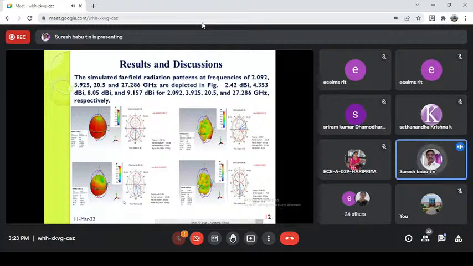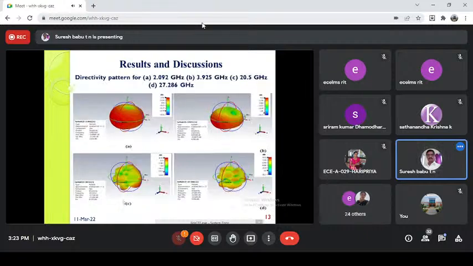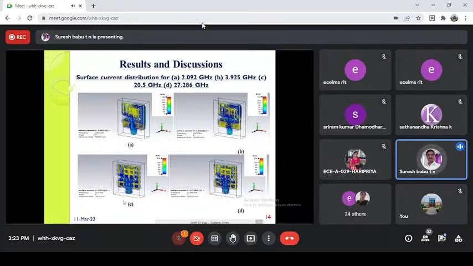So these are the far field radiation patterns of the proposed antenna. Here I consider 4 frequencies: 2, 3 sub gigahertz and 20, 27 beyond 6 gigahertz. The gains are 2.42, 4.35, 8.05 and 9.15. So these are the directive patterns for the 4 frequency bands, and also these are the surface current distributions for these bands.